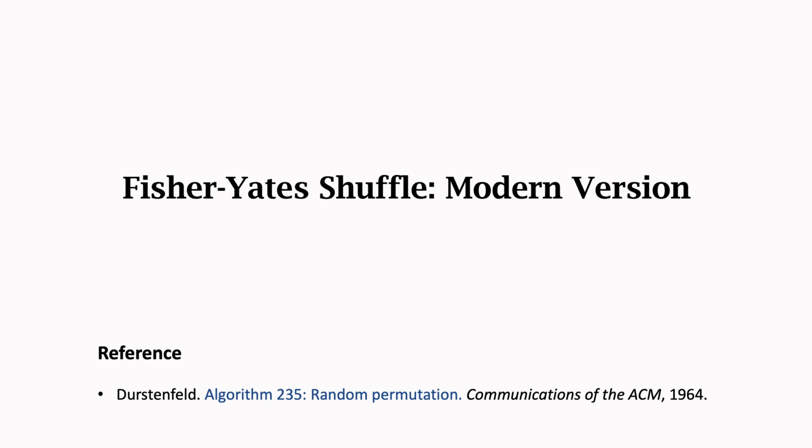Next, let's study the modern version of the Fisher-Yates shuffle. Its time complexity is only big O(n). It's much faster than the original version. The algorithm was published by Durstenfeld in 1964.